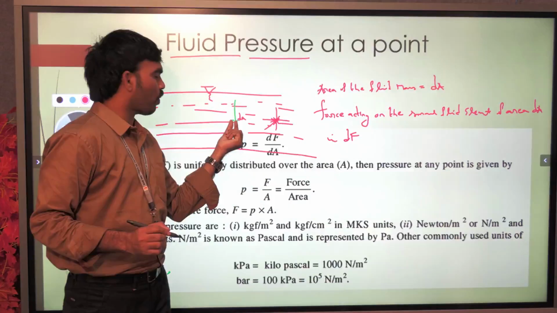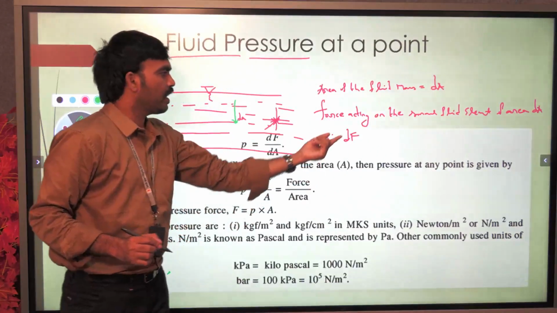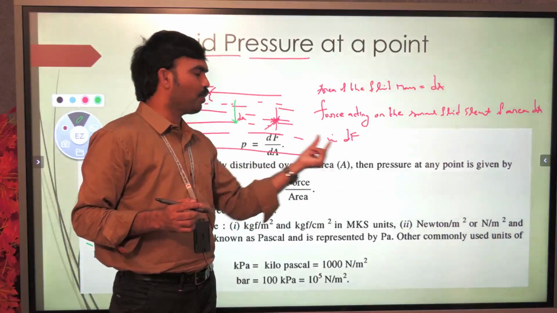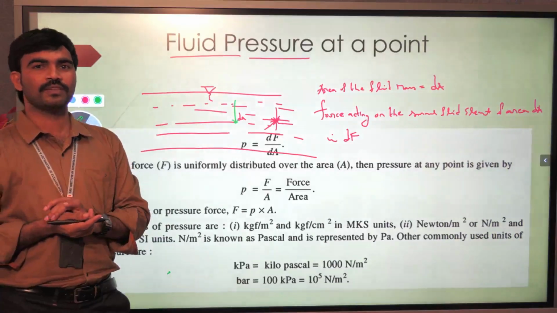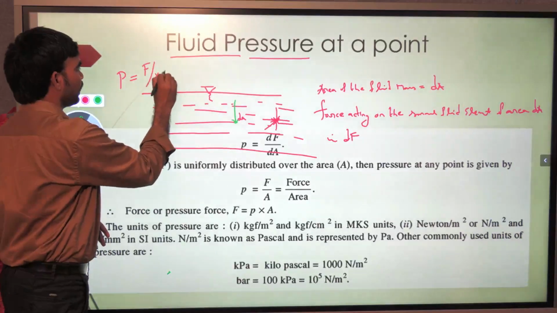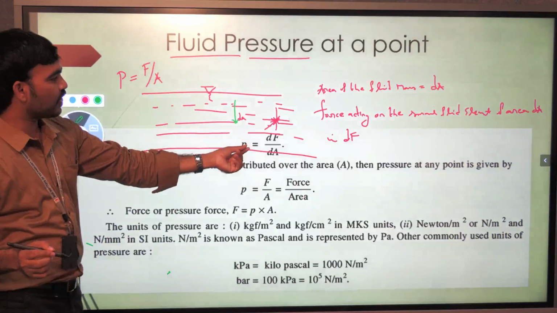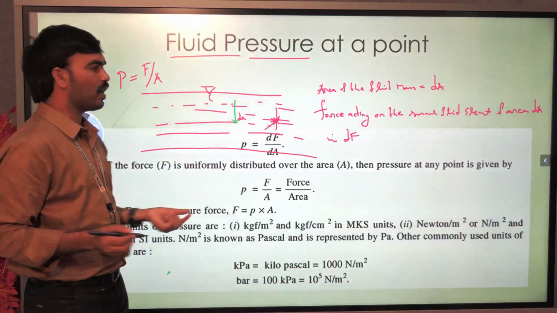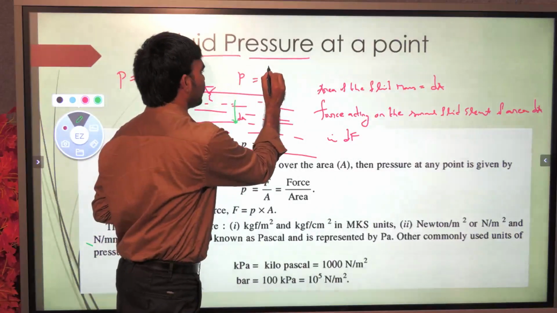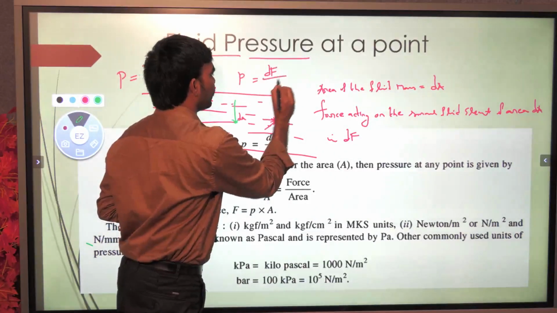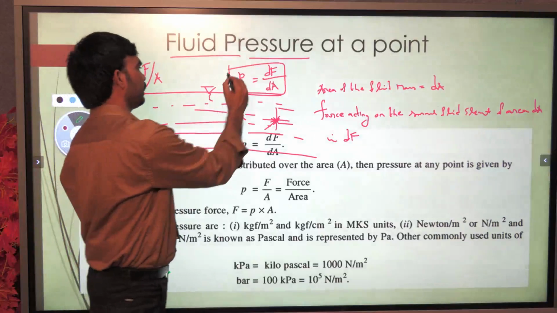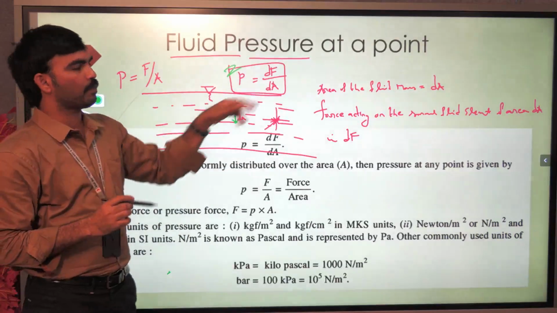So I have considered a small fluid element which is having an area of dA, and the force, we know, is always normal to the surface. The force acting on this small fluid element is dF. So what is the pressure? We know that the pressure is nothing but force per unit area. What is the pressure acting on the small fluid element, or pressure intensity, which is represented with a small p? The pressure intensity is nothing but the force acting on the fluid element divided by the area of the fluid element. This is the way to measure the pressure at a point.